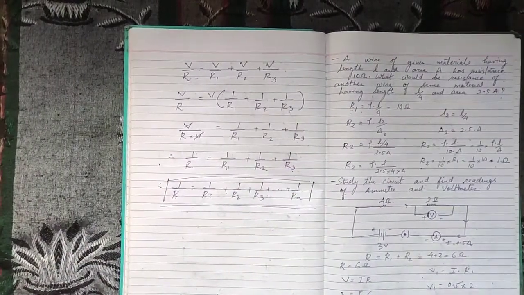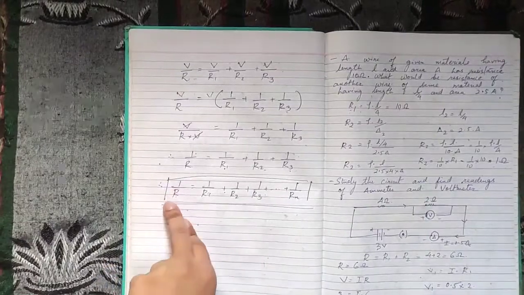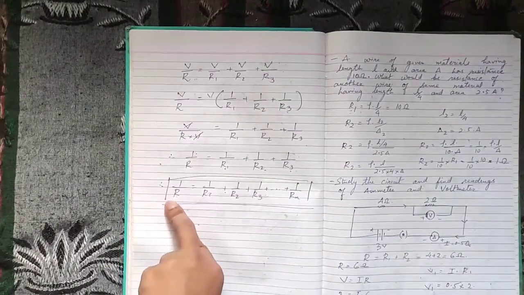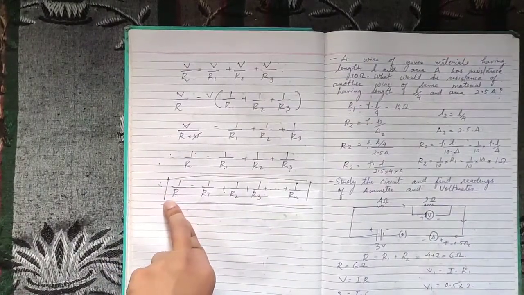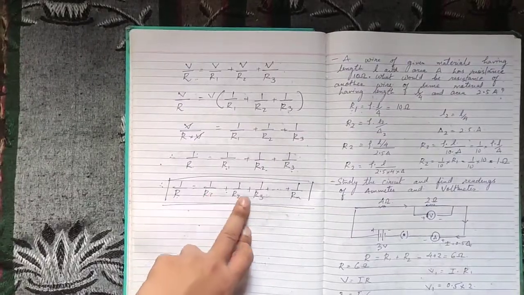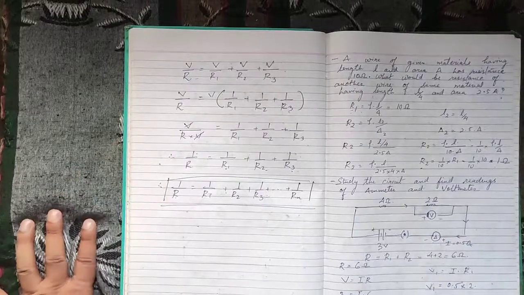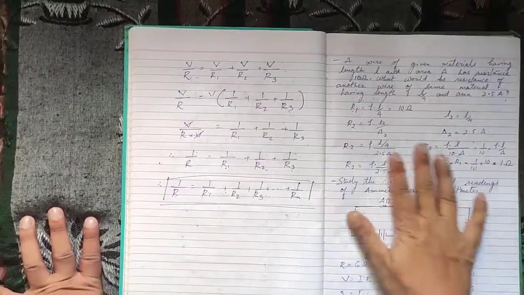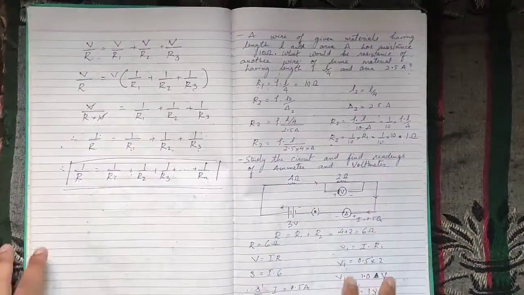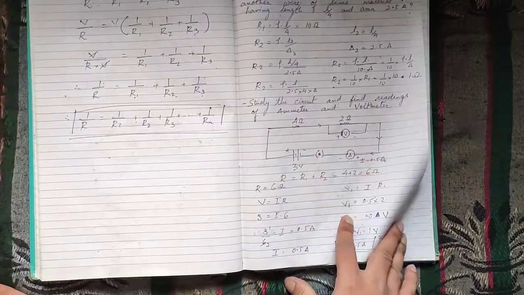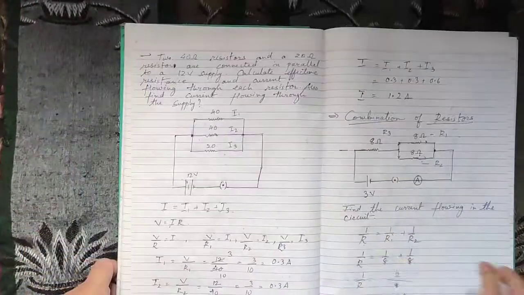But remember one thing over here: this is not the total resistance in parallel, this is the reciprocal of total resistance. So whatever answer you find in this case after solving this equation, you have to take the reciprocal of that, and I have already taught you about that in the numericals. We have seen the numericals and how to solve them, so you know how to do it.